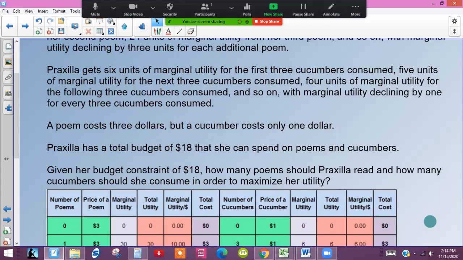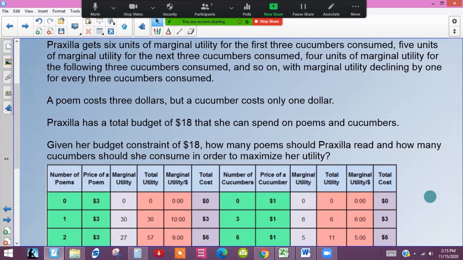So Praxilla has a total budget to spend on reading poems and eating cucumbers of $18. So the question we're answering here is, if she spends her total budget, which is constrained to $18, that's as much as she can spend. So she's going to want to spend it all on reading poems and eating cucumbers. How many poems should Praxilla read, and how many cucumbers should Praxilla consume in order to maximize her utility?